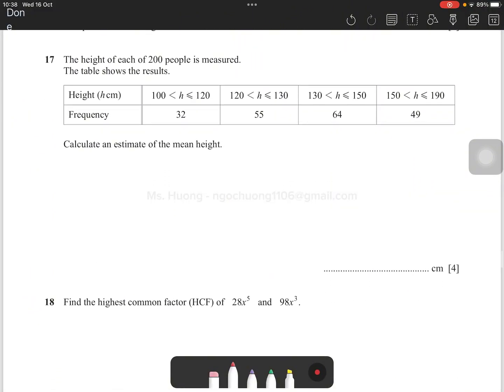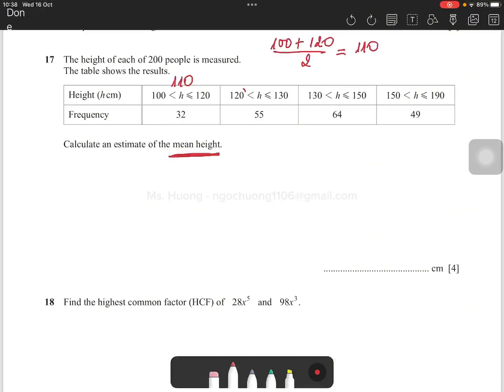Question 17. The height of each of 200 people is measured. The table shows the results, the height and the frequency. Calculate an estimate of the mean height. To find the mean height, we need to find the mid value of 100 and 120. 100 plus 120 equals 220. 220 divided by 2. 100 plus 120 divided by 2 equals 110. So 110 is the mid value of this interval.